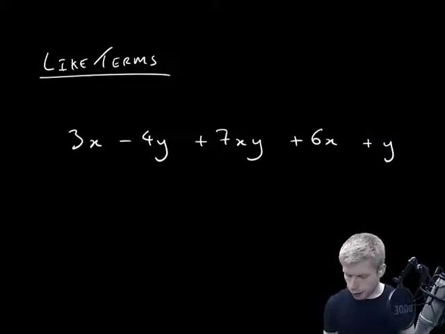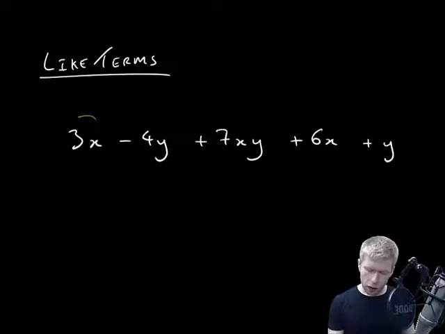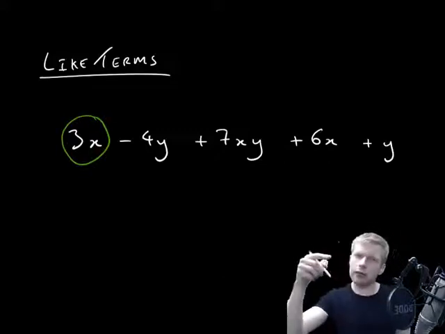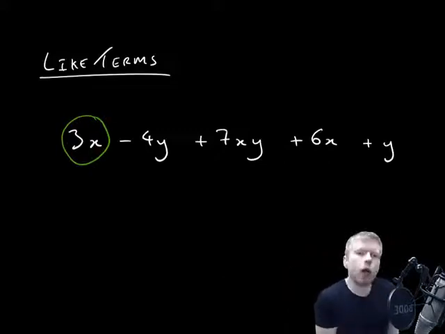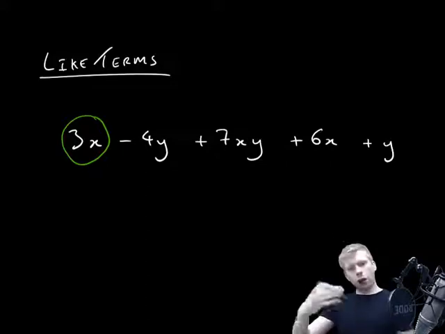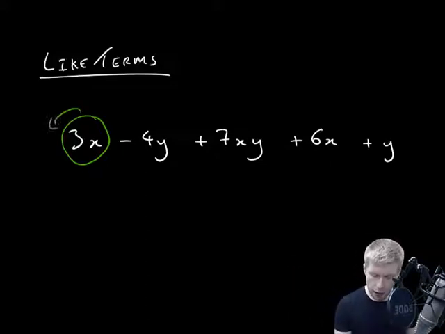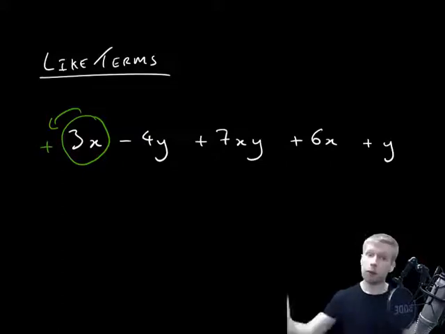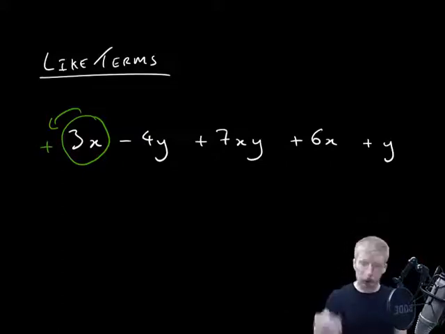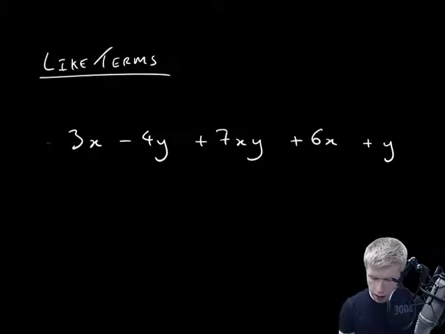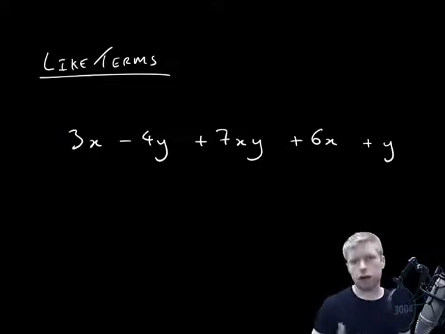Okay. You notice I missed one out there. What about the 3x? Is that positive or is it negative? Because there's no sign written before that. Well, because there's no sign written before it, it must be positive, okay? Because if it was negative, we would have written a negative there. But because there's no sign written there, we take that to be positive 3x.